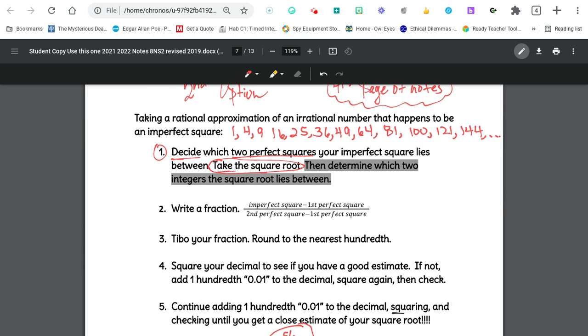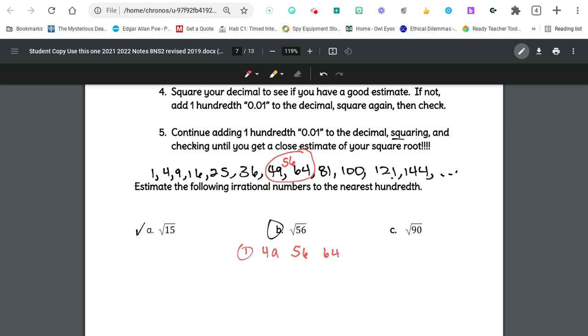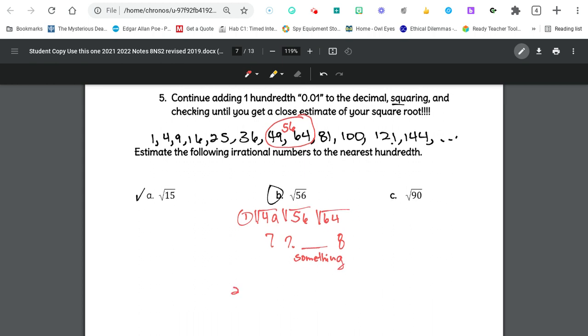I'm going to take the square root of each of those. Square root of 49 is 7. Square root of 64 is 8. So the square root of 56 is 7 point something, okay? Whatever that something is, we'll figure it out in a minute. And then I'm going to go on to step 2.